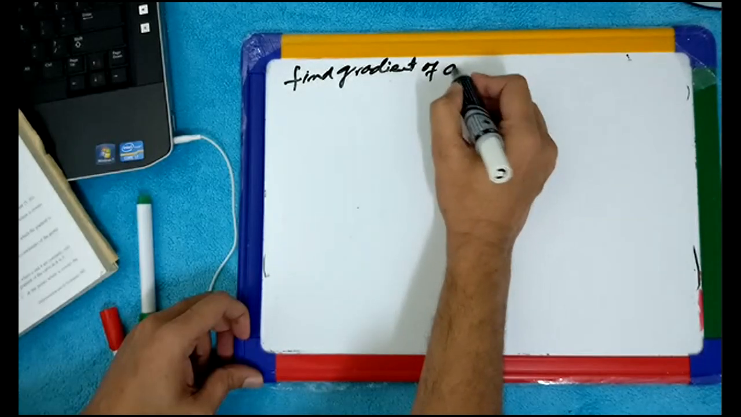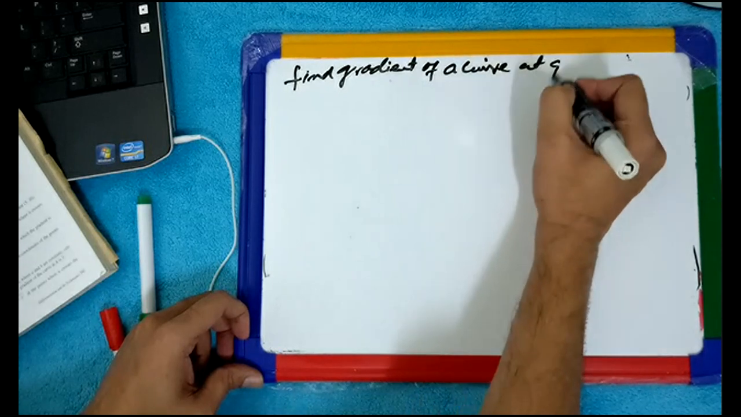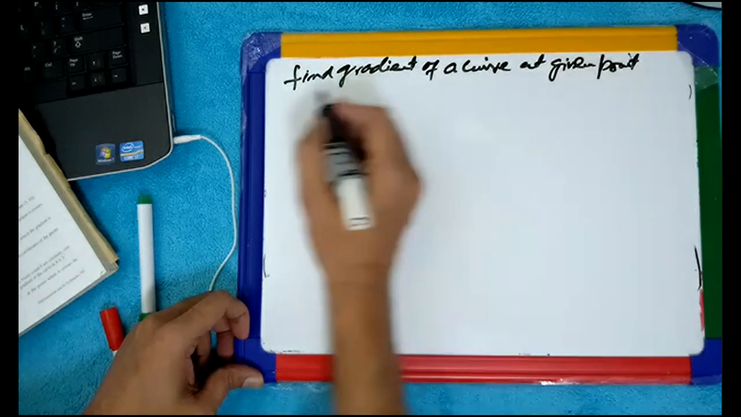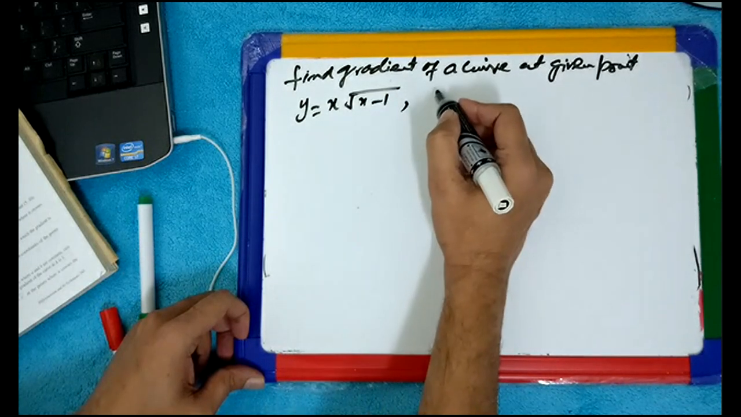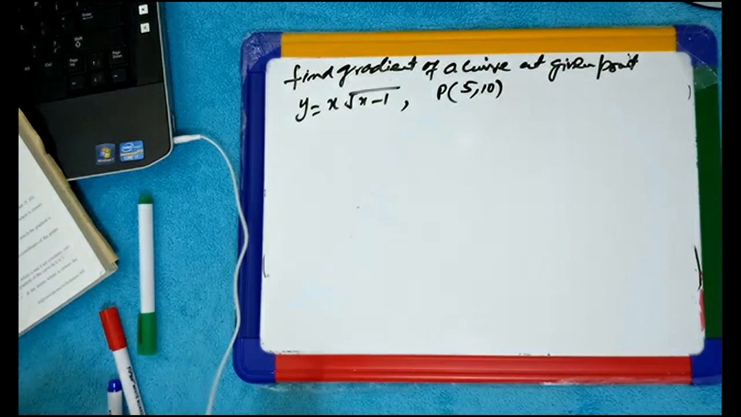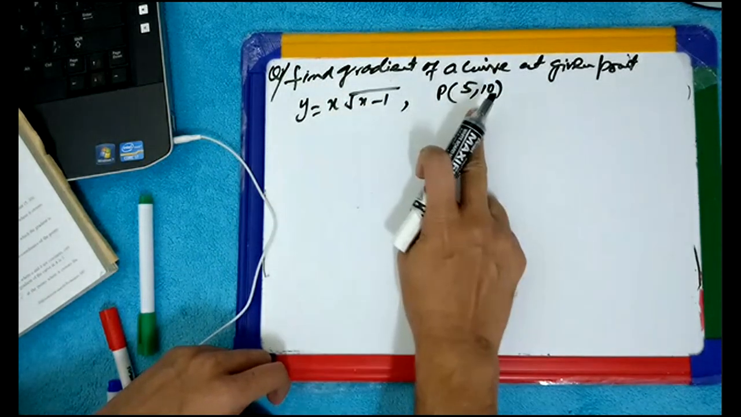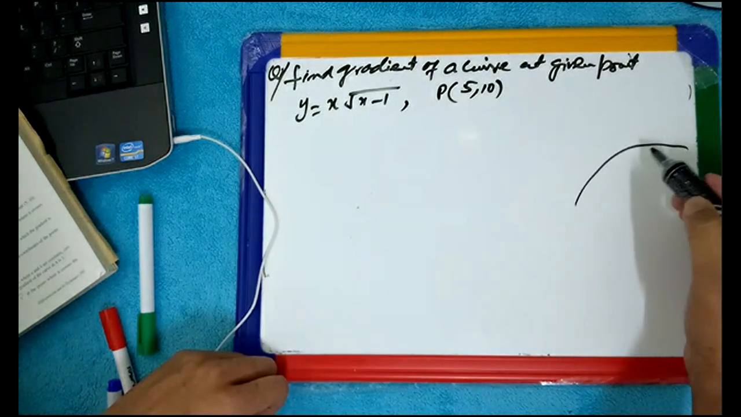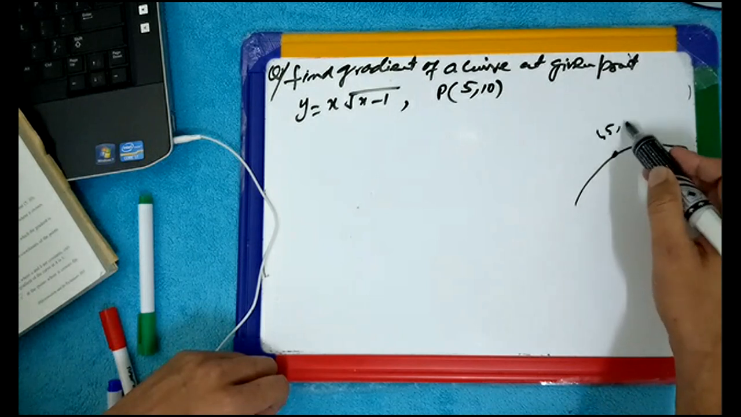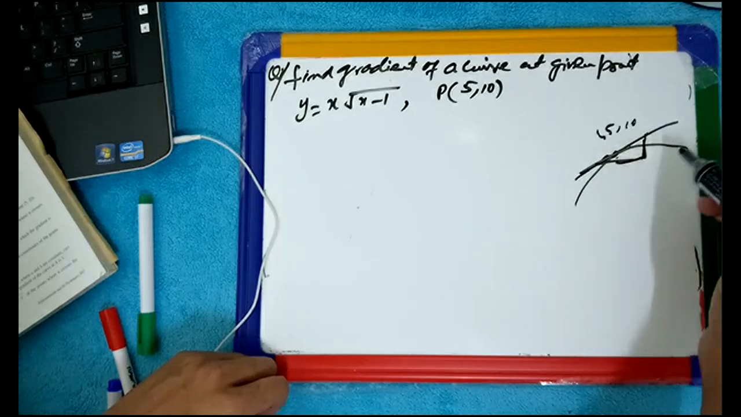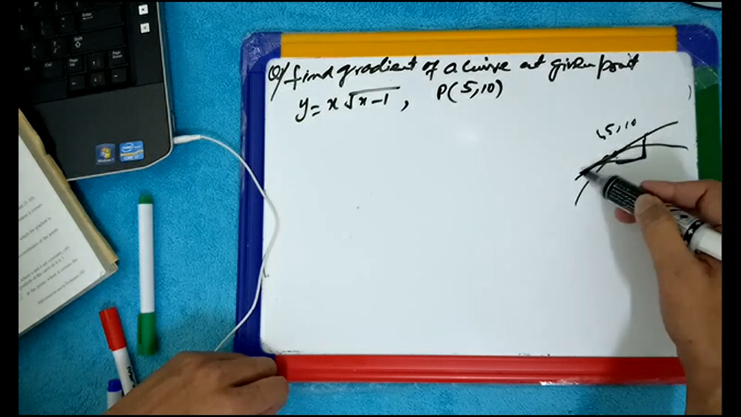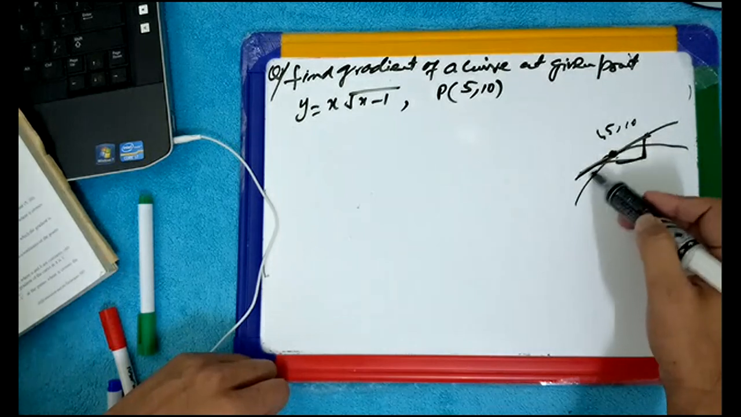Find the gradient of a curve at a given point. The equation is y equal to x under root x minus 1, and the point P is (5, 10). The question is to find the gradient of this curve at this point. Suppose a curve is going like this, and at this point, 5 comma 10, you have to find the gradient of this curve. The gradient means rise over run. So first of all, we will find the dy by dx of this curve, which will be the gradient.